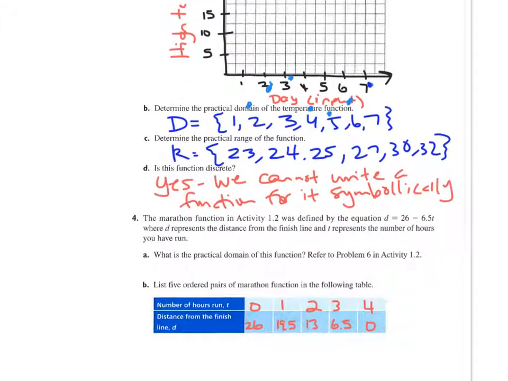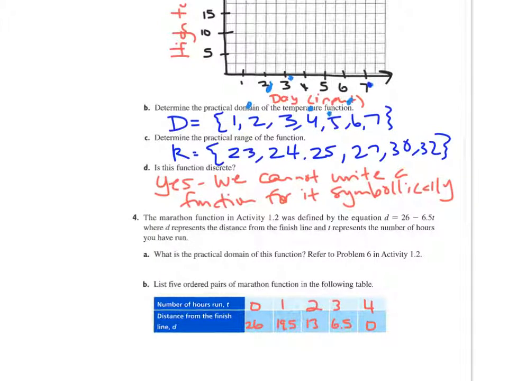Okay, so let's move down. We're coming back now to another one that we had looked at in activity 1.2. So look at this one. This one is defined symbolically right off the bat. This was the marathon one, figuring out how many miles you had left if you plug in a certain number of hours. Remember, you were running at a rate of 6.5 miles per hour. So on this one, you're going to see this is not discrete. We're going to call it a new name in a second.